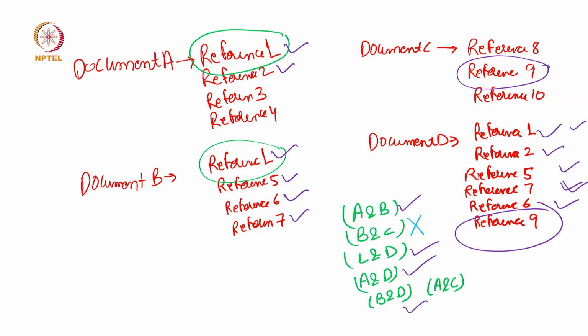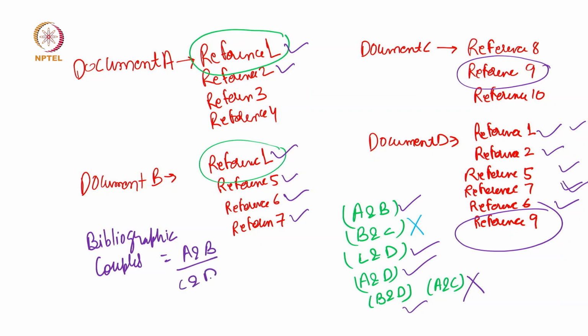A and C are not sharing any common references. So we'll say that A and C are not bibliographic coupled. So our bibliographic coupled documents are now, if we say bibliographic coupled documents, we have A and B, then we have C and D, then we have A and D, and then we have B and D. Okay.